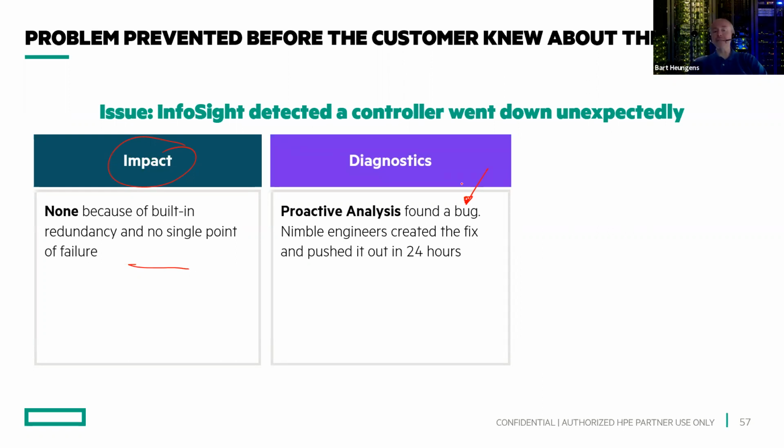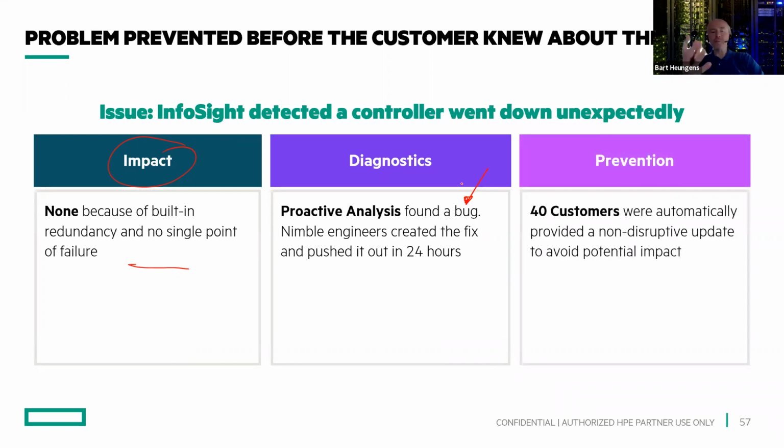The Nimble engineers created the fix and pushed it out within 24 hours. Now you could say, like all the other companies out there, hey, we have an update and everyone needs to install it. That's a little bit ridiculous, because not everyone was running that specific version with the bug. InfoSight gave an alert, a recommendation, only to 40 arrays, and not to all those thousands, even today more than 10,000 Nimble arrays out there. Just 40 customers who were running a code version that had that bug.